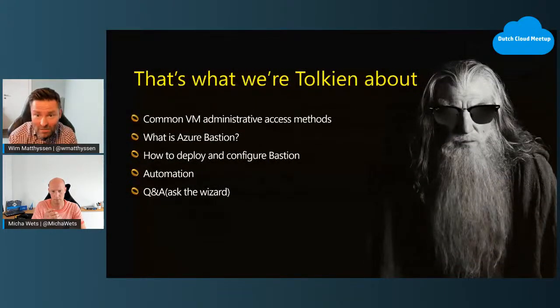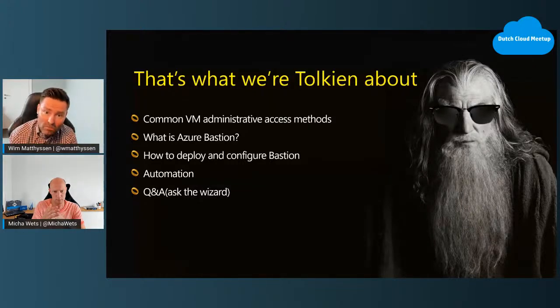So on the agenda today, first of all, we look at the common VM administrative access methods, the different ways, the good and the bad ones, on how you can connect to your Azure IaaS VM before and these days even next to Azure Bastion. Then we will talk about what Azure Bastion is and dig a little bit deeper in how you can deploy it, configure it, even automate it, and of course use it. And before closing off, we hope we still have some time for a Q&A, where we would love to answer any of your questions, or like you can see on the screen, we can simply leave it to Gandalf.